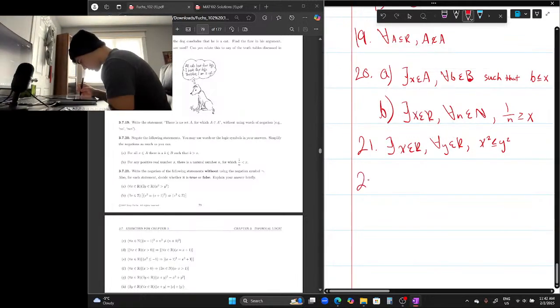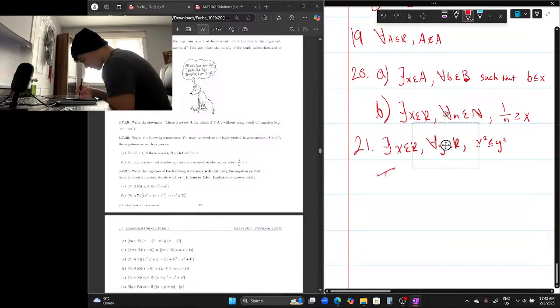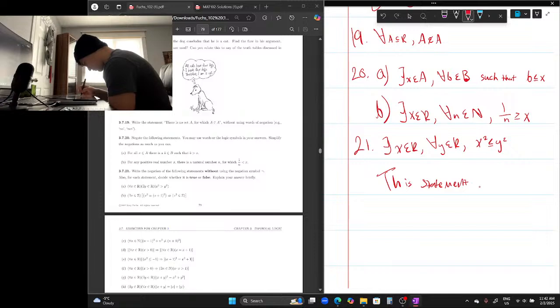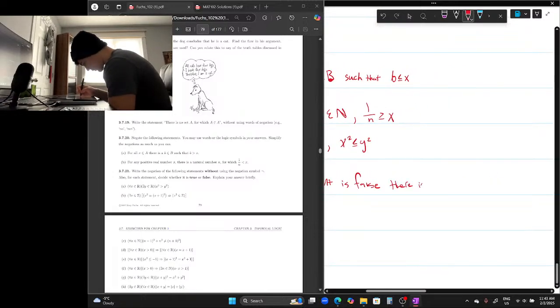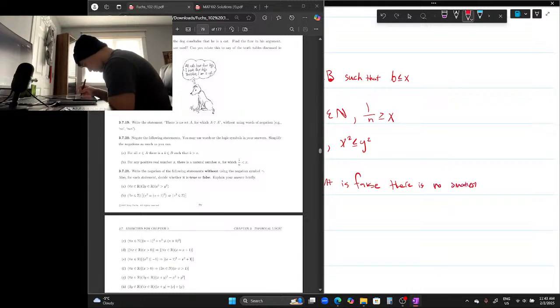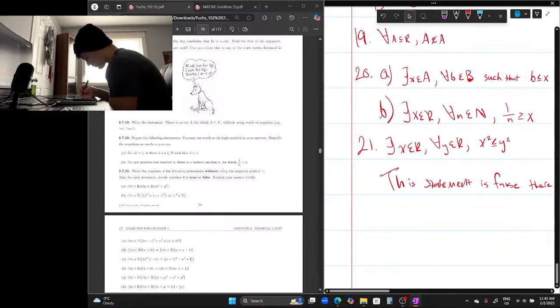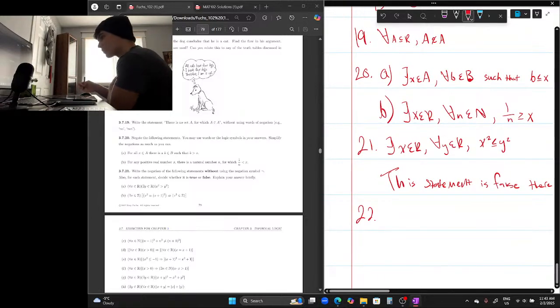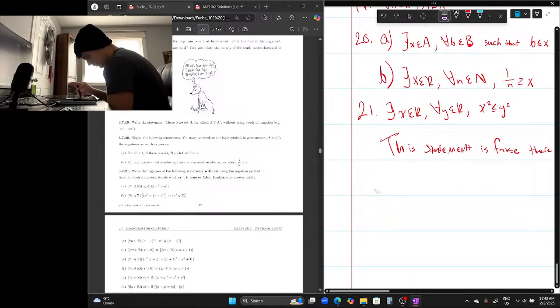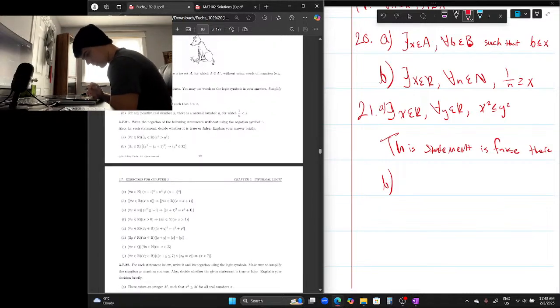This statement is false. There is no smallest positive real number. Okay. This is a B. There's a lot of these.